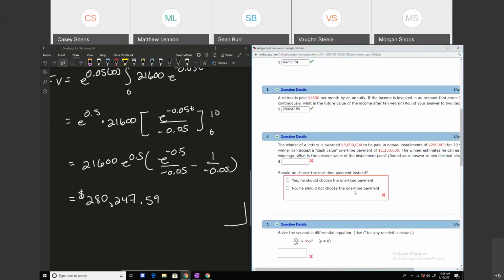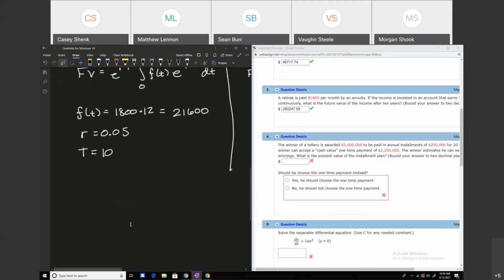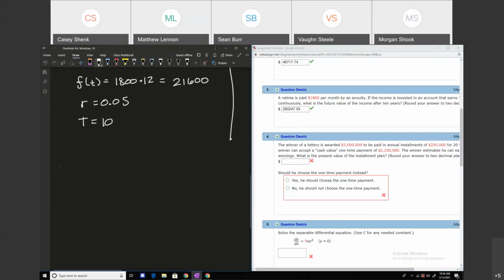Number 4 is a present value. So if you remember, again, these formulas, you can look all these up. I think I typically remember them okay, but they're in the notes if you forget. The present value should just be the integral from 0 to t of f of t times e to the negative rt dt. And again, I think that's in the notes.